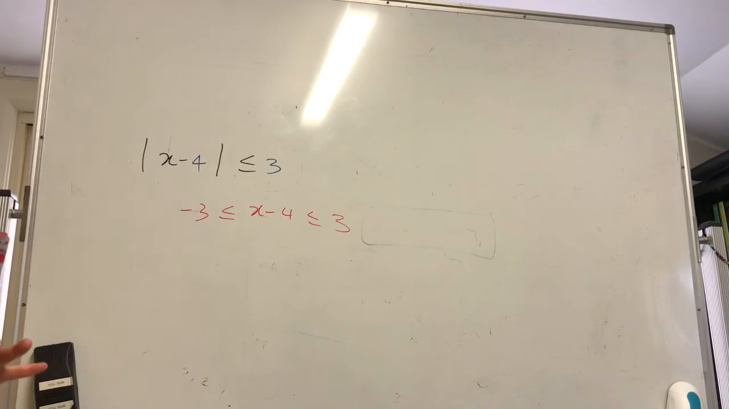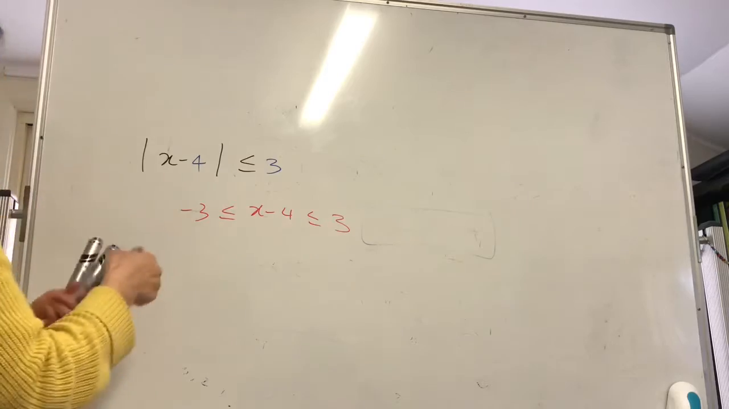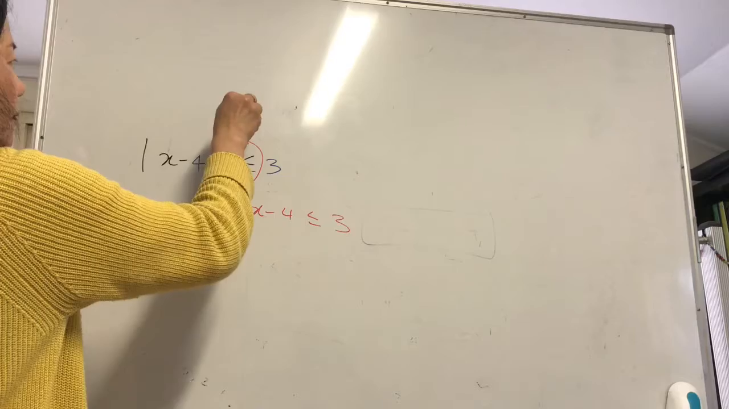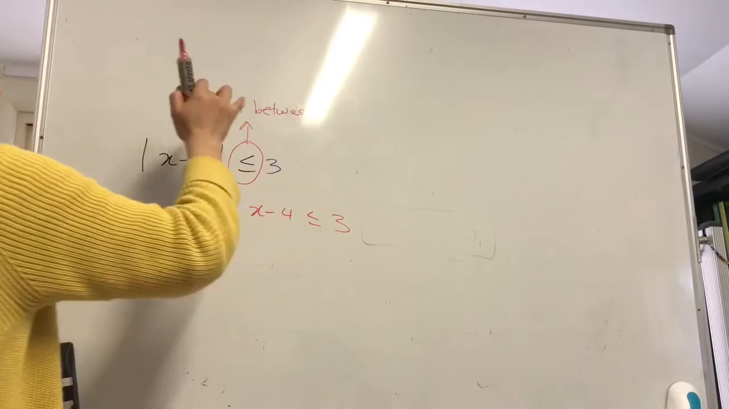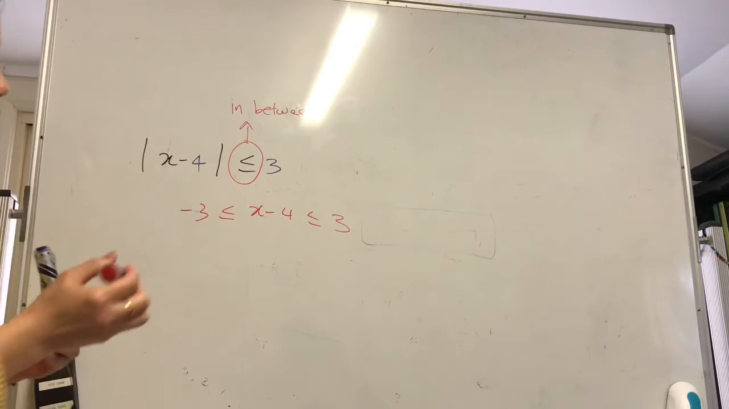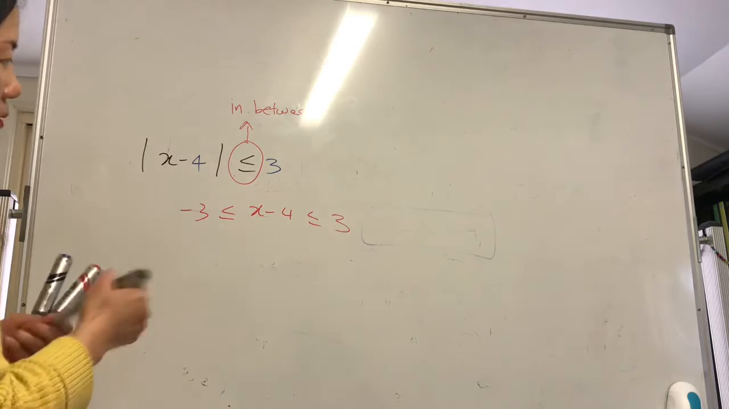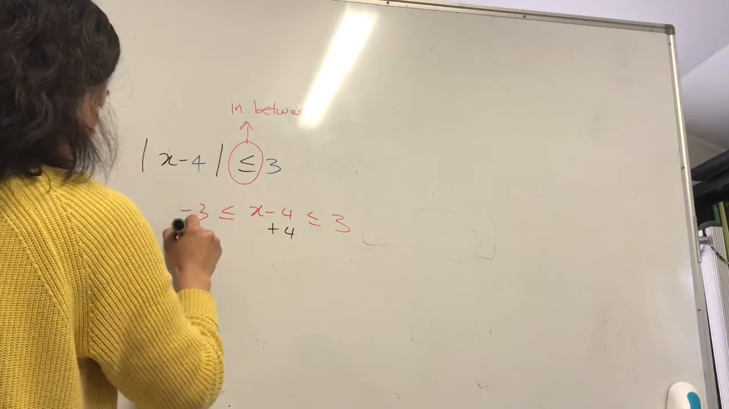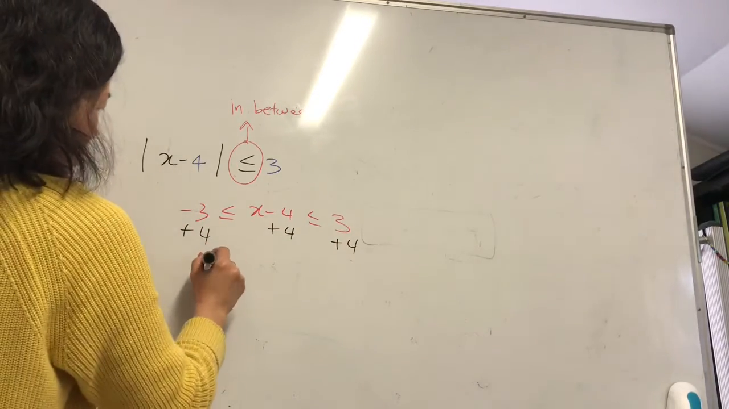Don't do 2 cases. That's okay, Nami. Just do straight away. It's easier. So learn to recognize this. That means in between. Okay? It's in between. So it's minus 3 and 3. So now what do we have to do? We have to get rid of minus 4, so by plus 4. When I say get rid of it, make it 0. And then I will go 1.